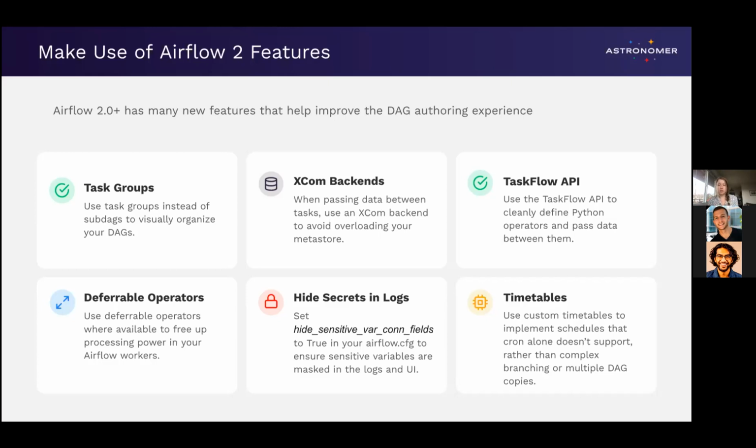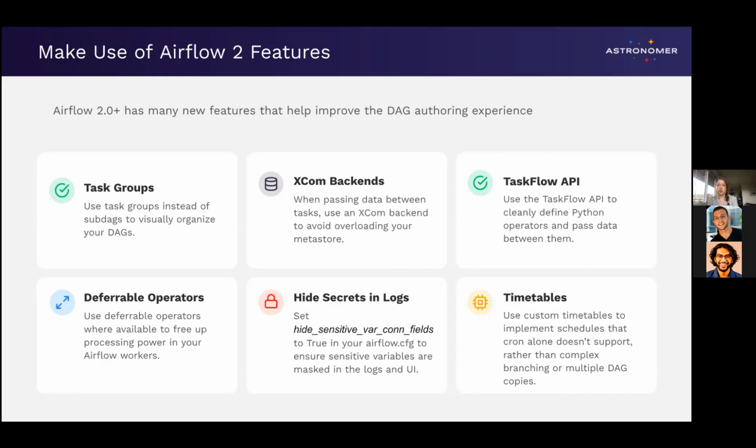Next one is the task flow API. Again, I'll show an example of this in a minute, but this is going to allow you to really cleanly define Python operators, instantiate your DAG, and pass data between tasks if you need to. So that's a great way of keeping your DAG files clean. Lots of Python developers really like using task flow just as a preference for DAG authoring.